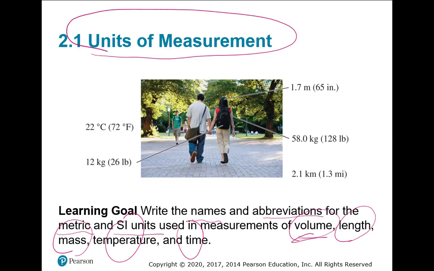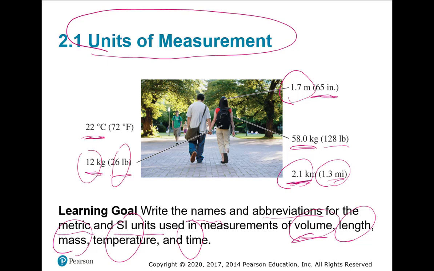For example, we can write something as 1.7 meters or 65 inches. Label the mass of something as 58 kilograms or 128 pounds. The distance of something is 2.1 kilometers or 1.3 miles. This is our metric. This is our English unit. 12 kilograms or 26 pounds, again metric and English, and temperature 22 degrees Celsius and 72 degrees Fahrenheit.